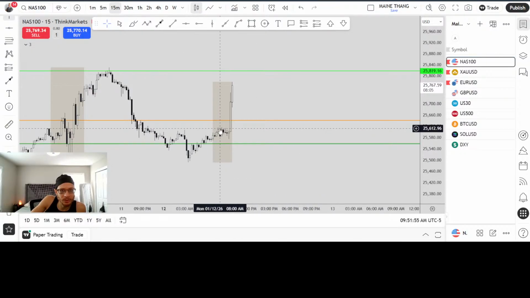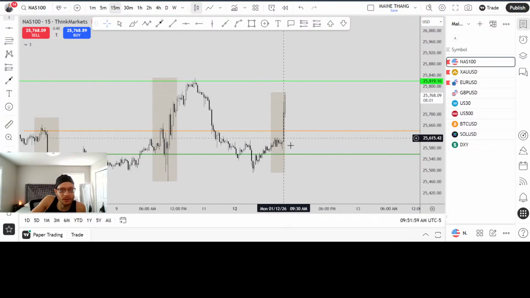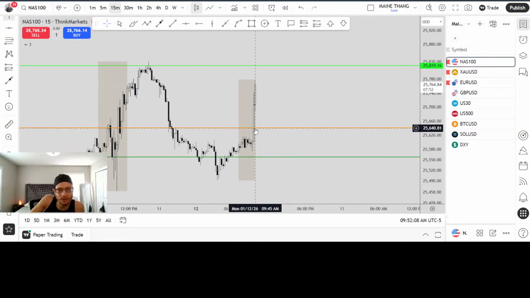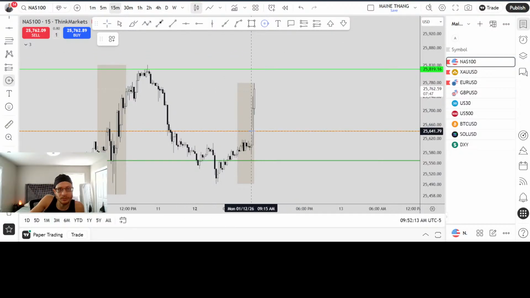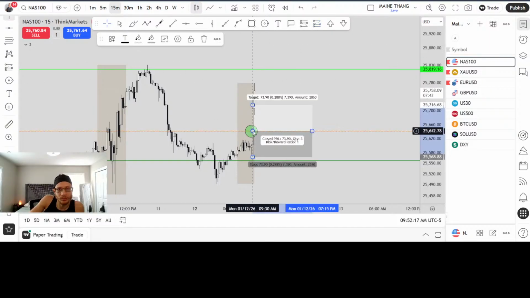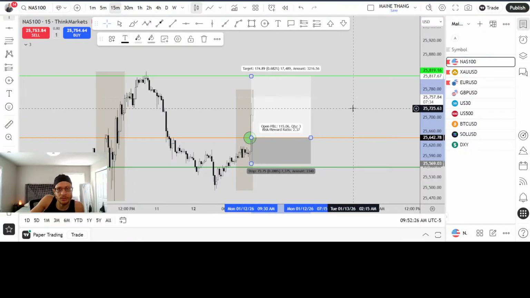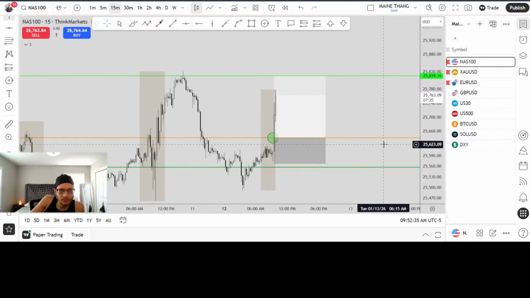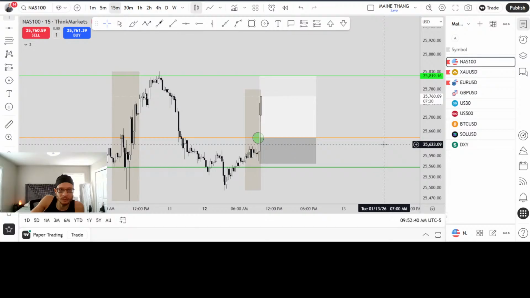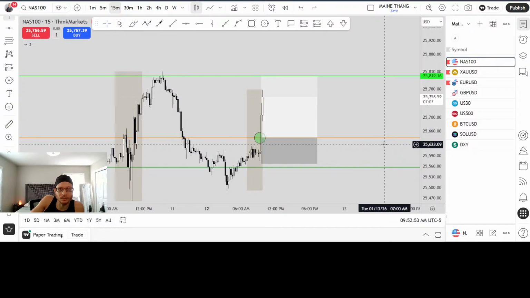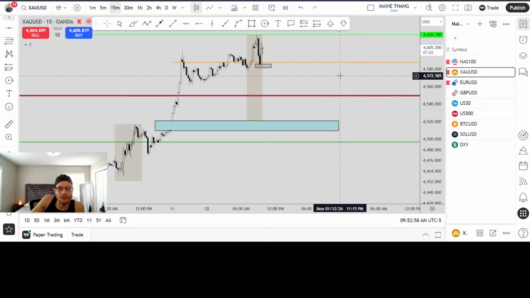On the 15, boom, boom. Kind of broke here, but didn't. So this would have left me anyway, unless I decided to enter right back above the indication, which I could have, because it broke structure. It would have entered here. Stop below that low. Target that high.